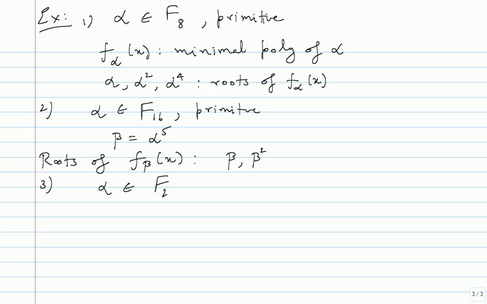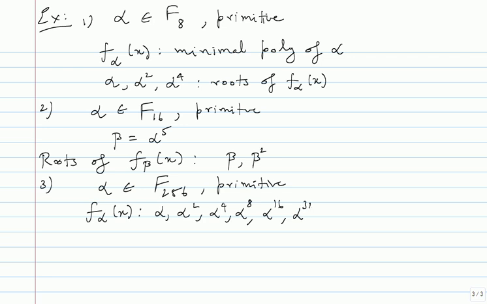We'll go to F2 power 8, which is F256, with alpha primitive. We'll first see f alpha of x. What are its roots? We can say alpha, alpha squared, alpha power 4, alpha power 8, alpha power 16, alpha power 32, alpha power 64, alpha power 128. For the primitive element, you will get all the m terms, because the primitive element has order 2 power m minus 1. But if the element is not primitive, then if the order is less than 2 power m minus 1, something else can happen.